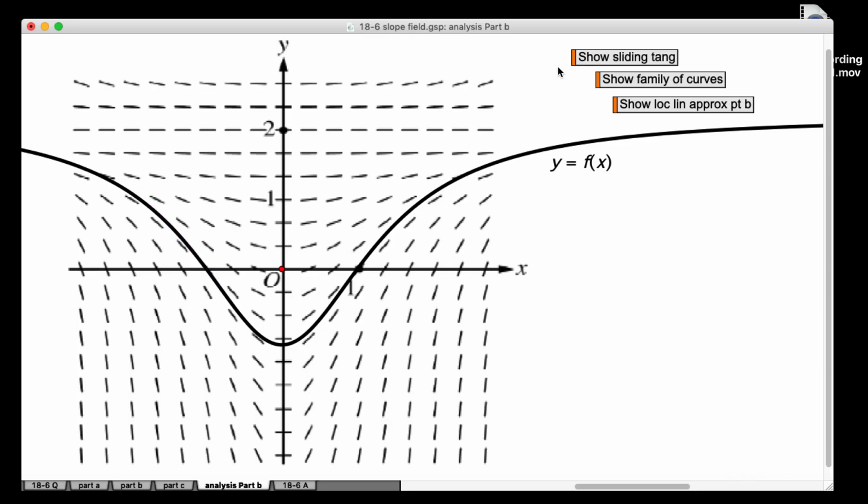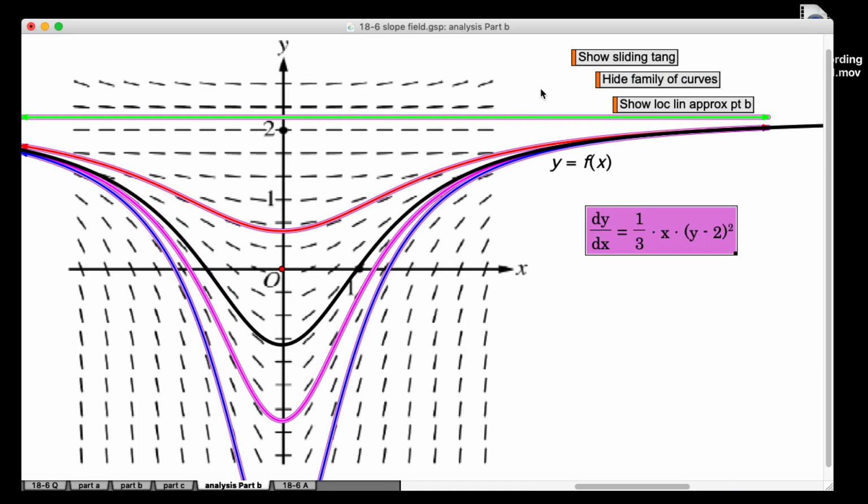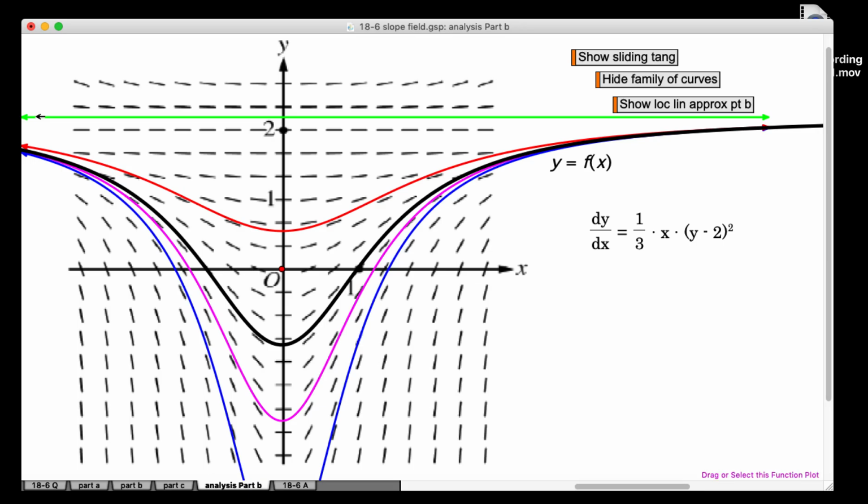I want to show you the family of curves. In other words, if I separated variables and integrated both sides and had plus c, and then I plugged in a whole bunch of different points, I would get different curves. You can see each of these curves follows all the little tangents. This green line here is sort of flat all the way through. The red line follows the tangents, but it bends down a little bit. And then as I get further and further down, the curve bends further, but each one still follows all the tangent lines as it goes through.